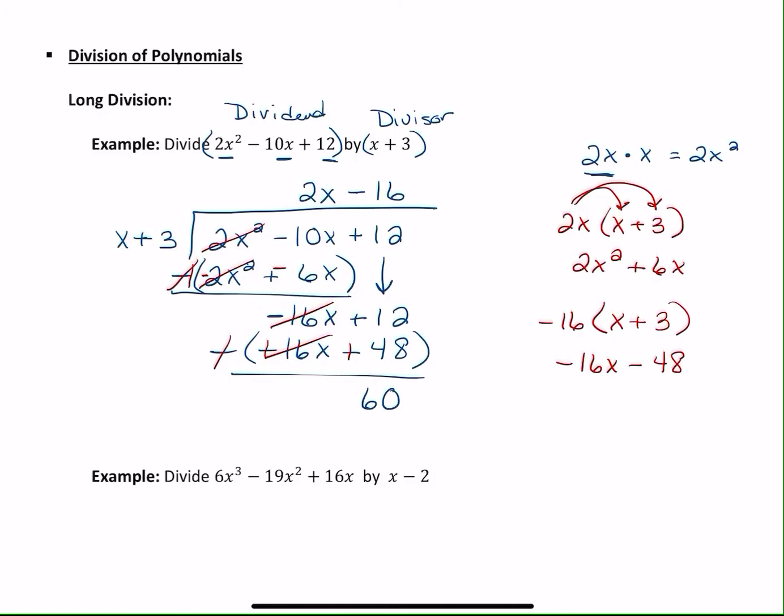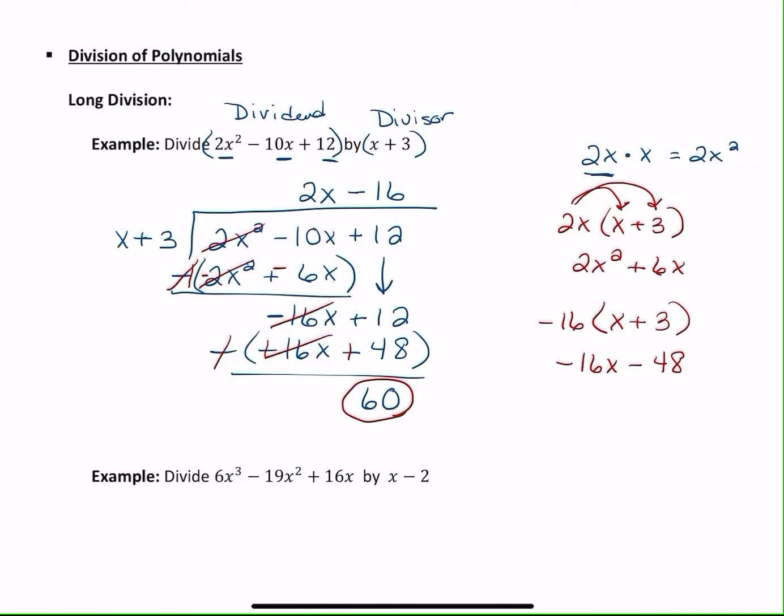Now, I'm at the end, and I know that because there's nothing I can multiply x by to get 60. So when you get to the bottom and there's no other x that you can multiply something by to get what's left, that is your remainder. So here I've got a remainder of 60.